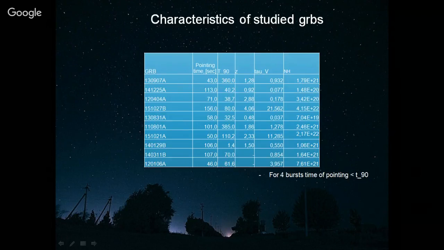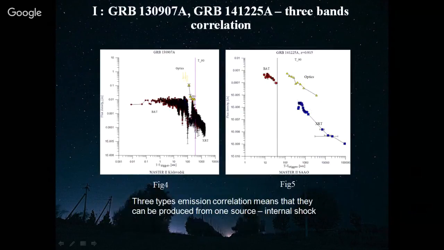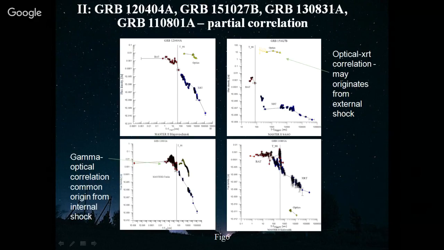So if we see correlation, we can say that this emission in the considered bands can be sourced from one way. And if we see anticorrelation, we can say that the emission is produced by other mechanisms.